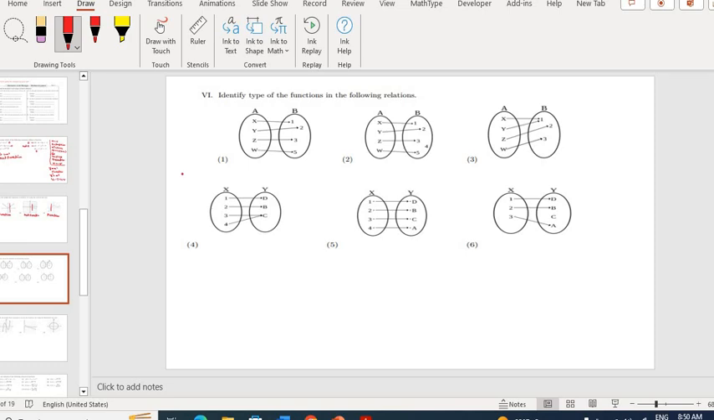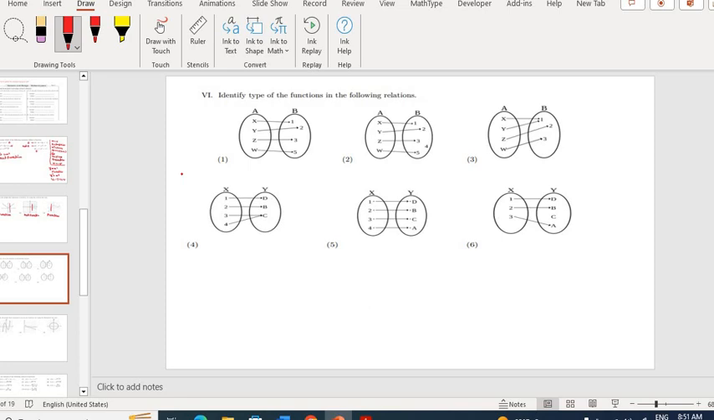Question number 6 part is: identify the type of the functions in the following relation. See, these are the relations given in the arrow diagram here, here, here. So what he is asking is to identify the types of the function. Types of the function means one to one or injective function. The next type of function is onto function or surjective function. Next is bijection or bijective function. So we need to check whether it is injective, surjective or bijective.